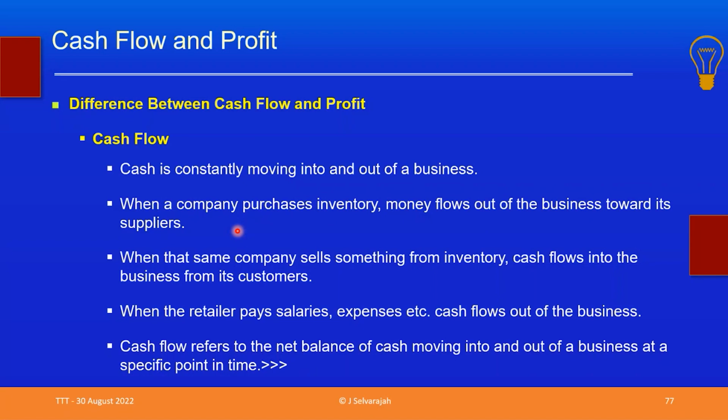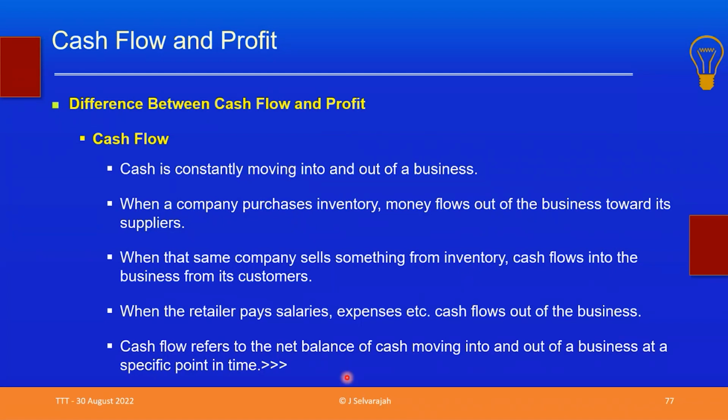All right, cash flow is constantly moving in and out of a business. Cash flow, all right, not physical cash, cash flow. When a company purchases inventory, money flows out of the business towards the supplier. Out it goes. When that same company sells something from the inventory, cash flows in from the customer. Then in it comes back. Obviously, between what comes in and what goes out, there must be a difference. Otherwise, you are running a business at a loss.